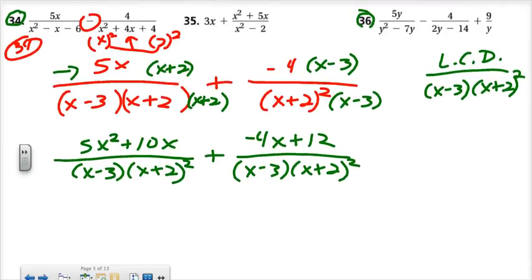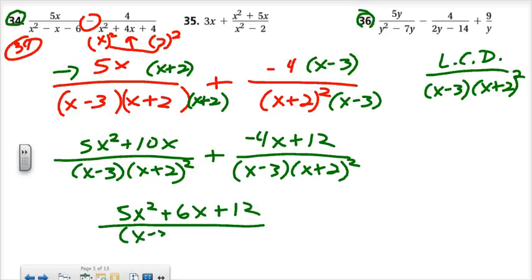Now, we go ahead and do the addition. So we have a 5x squared in the numerator, and we're going to add 10x and a negative 4x, which will give us 6x plus 12 all over x minus 3 times x plus 2, the quantity squared. And now in 34, we wonder, hey, is that factorable? Well, let's check and see.